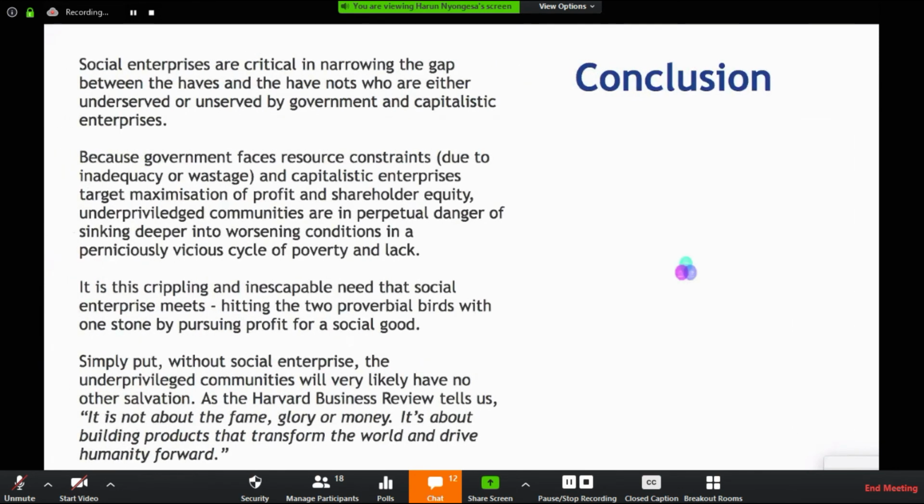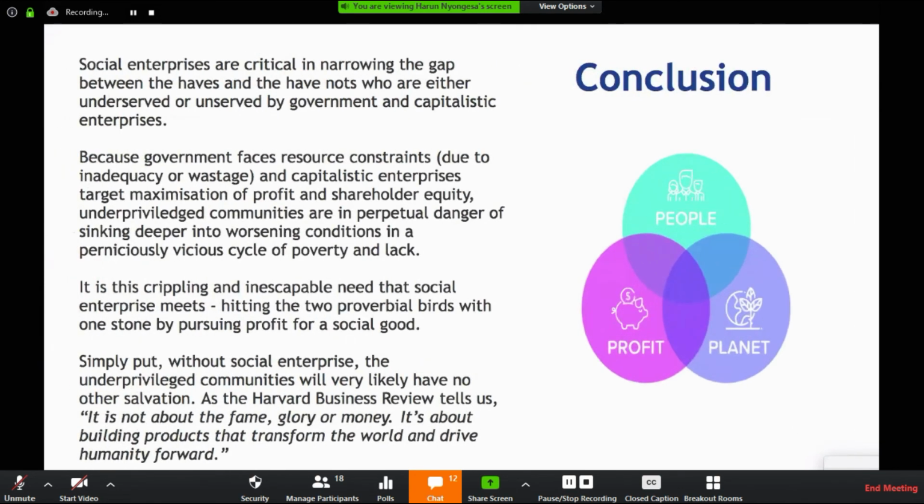Okay, so the conclusion which I want to share is to have at the back of our minds that social enterprises exist for three purposes: first, to serve the people, the communities; second, to generate profit, to make them self-sustaining and to expand; and thirdly, for the environment, to serve the earth, which is shown there by the sign of planet. So social enterprises are critical in narrowing the gap between the haves and the have-nots, who are either underserved or unserved by government and capitalistic enterprises.